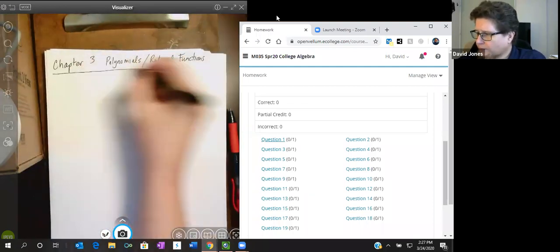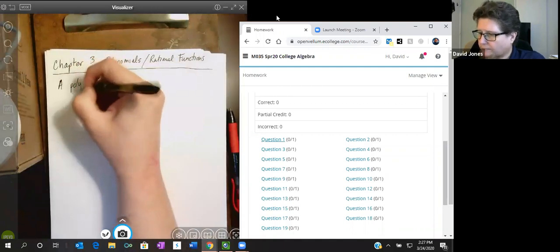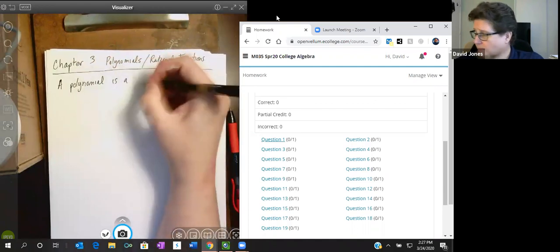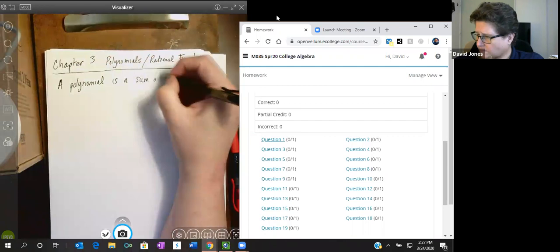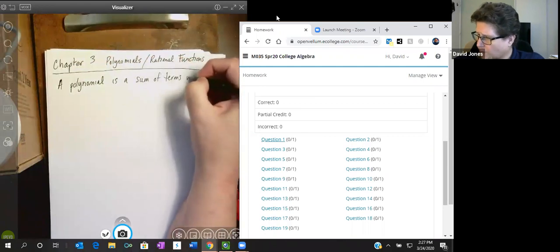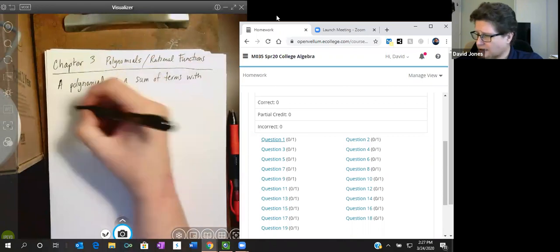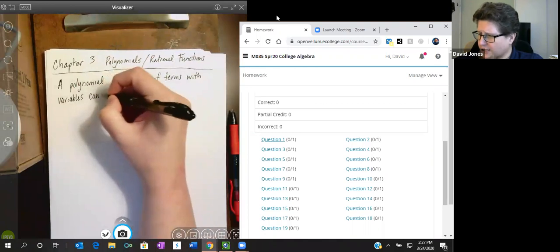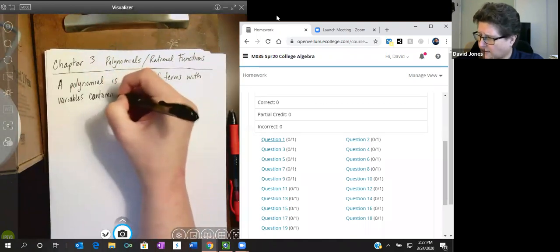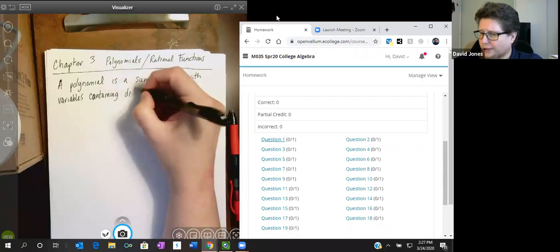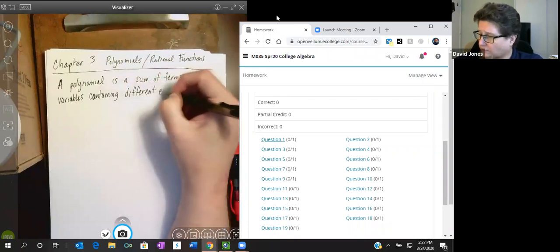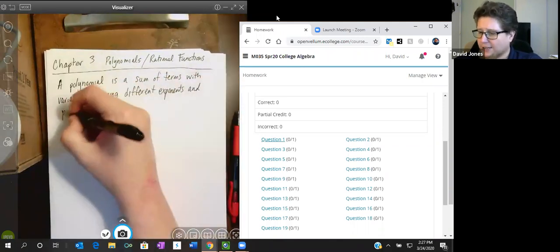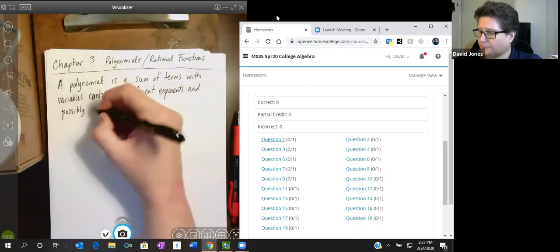So a polynomial is a sum of terms with variables containing different exponents, and possibly different coefficients. They don't have to be different, but they can be.